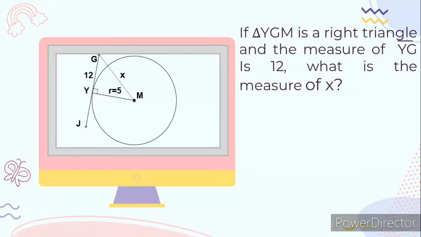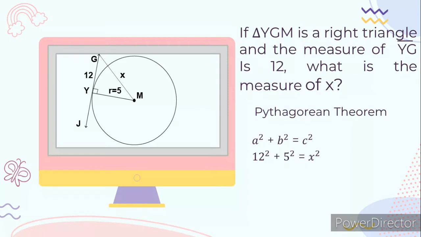If triangle YGM is a right triangle and the measure of YG is 12, what is the measure of X? To get the measure of X, we can use the Pythagorean theorem. The formula for the Pythagorean theorem is a squared plus b squared equals c squared. In this example, a would be line YG, b would be line YM, and c would be X. The value of YG is 12 and the value of YM is 5.